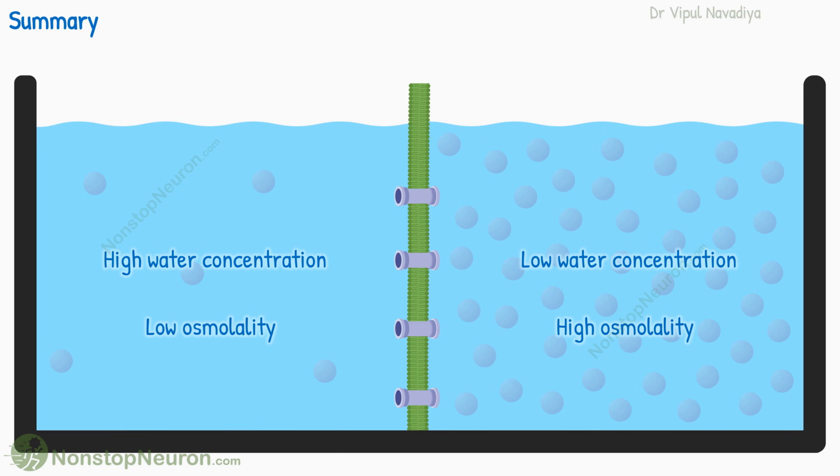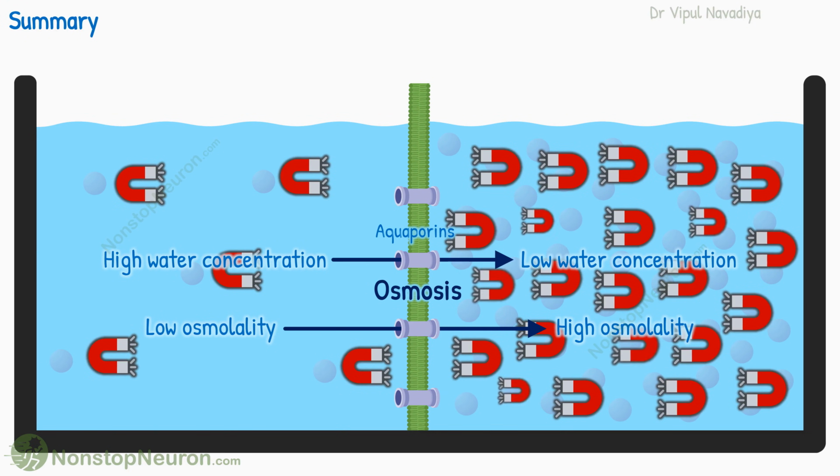Now let's have a quick summary. The water molecules cross the membrane through aquaporins. It moves from high water concentration to low water concentration, or in other words, it moves from low osmolarity to high osmolarity. This is called osmosis. Osmotic pressure is a pull on surrounding water created by solutes in the solution. It's determined by the number of particles in the solution. That's it for this video.